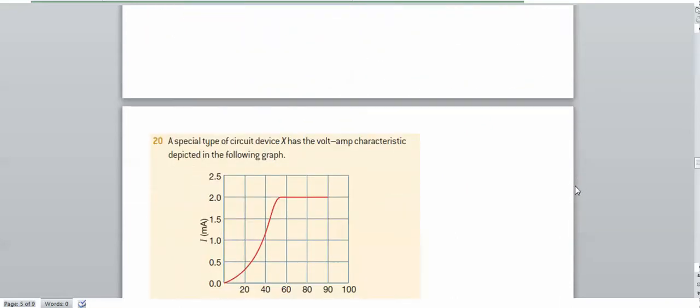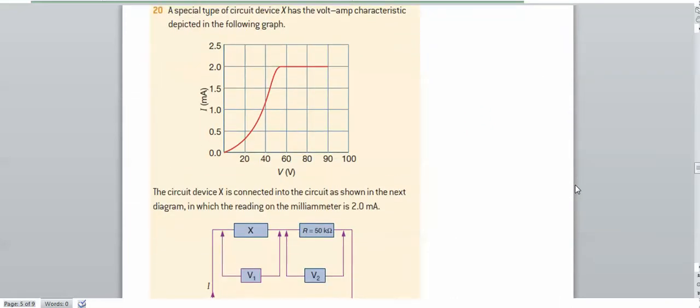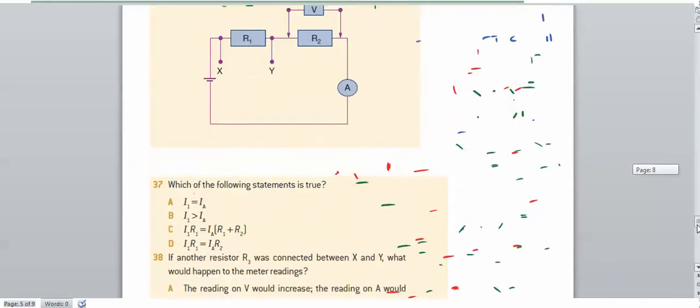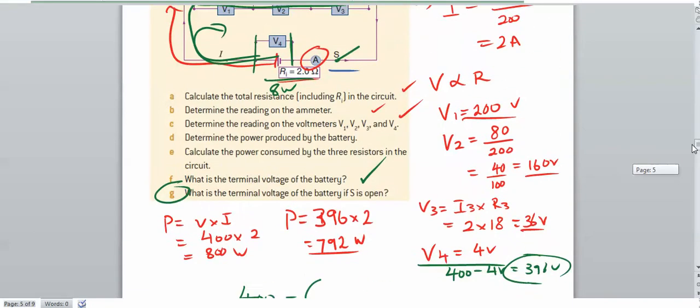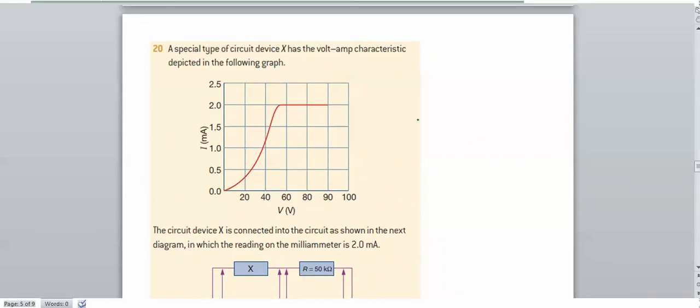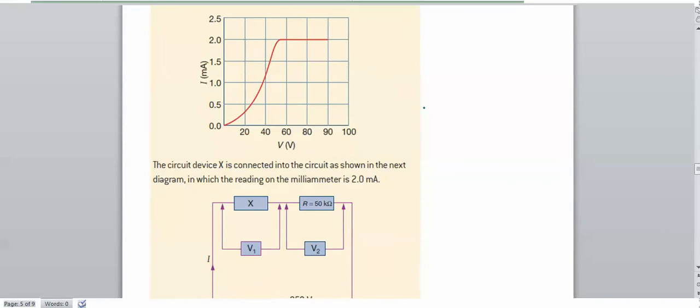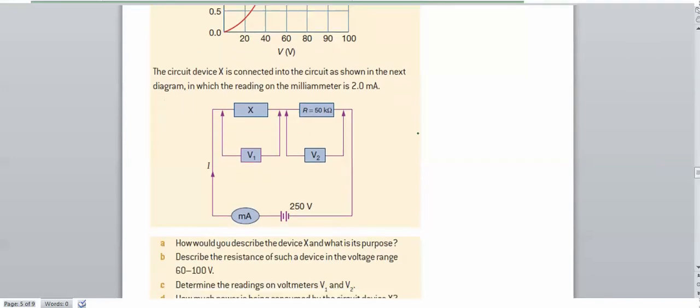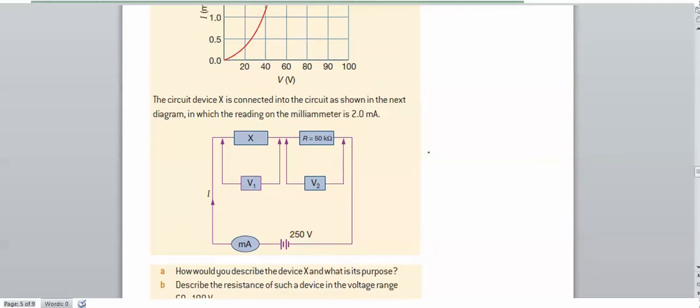Okay, so we're almost getting there. What have we got? Okay, a lot of these are multiple choice now. A special type of circuit device, X, is depicted in the graph. The circuit device X is connected in the circuit as shown. How would you describe the device X and what is its purpose?